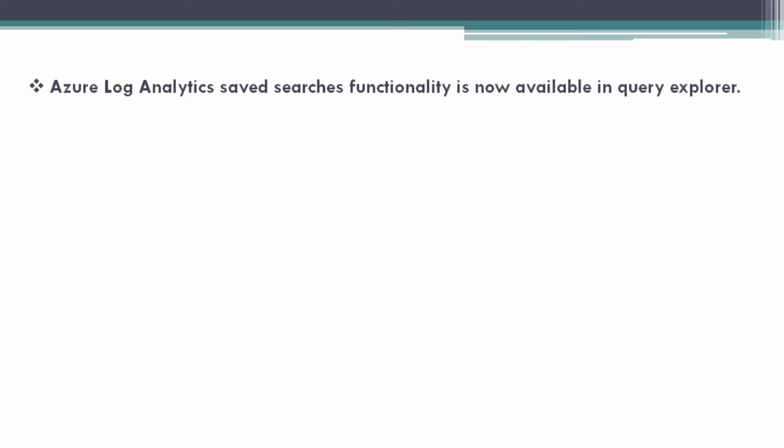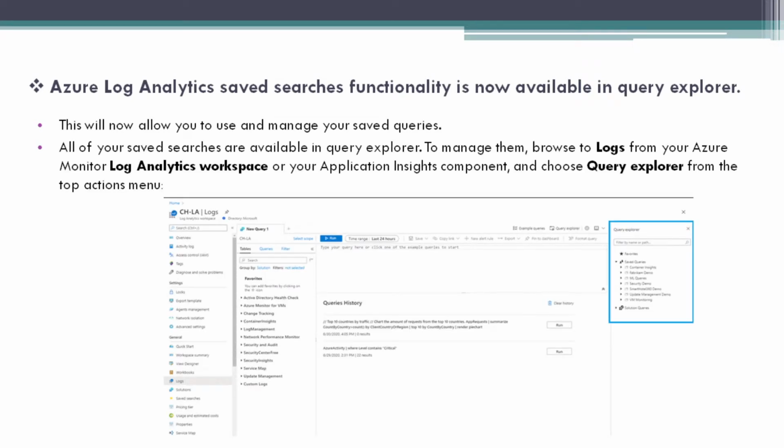Azure Log Analytics saved searches functionality is now available in Query Explorer. So this will allow you to use and manage your saved queries. All of your saved searches are available in Query Explorer. To manage them, browse to logs from your Azure Monitor Log Analytics workspace or your Application Insight component and choose Query Explorer from the top menu actions bar. So you can go to your Log Analytics page and you can go to Query Explorer and you can see all your saved searches for your Log Analytics.